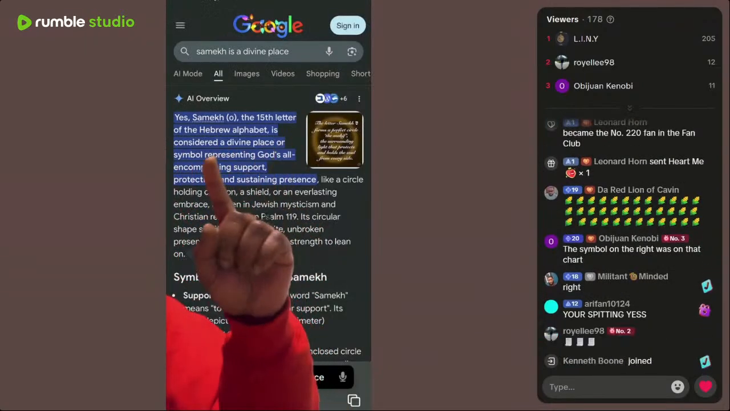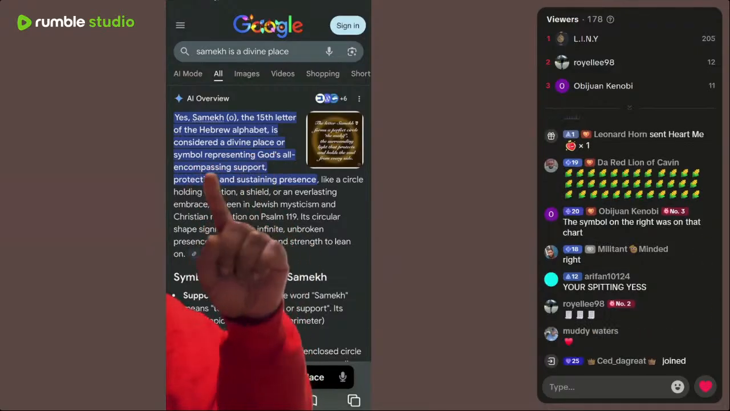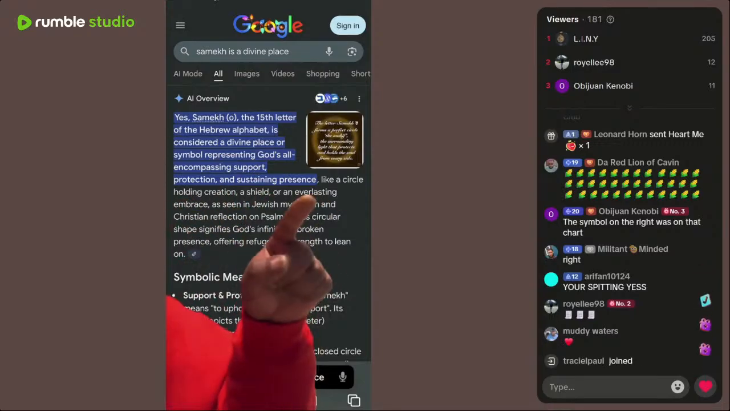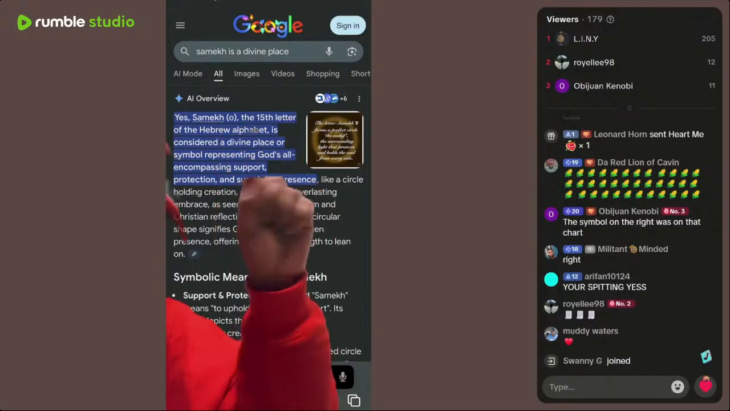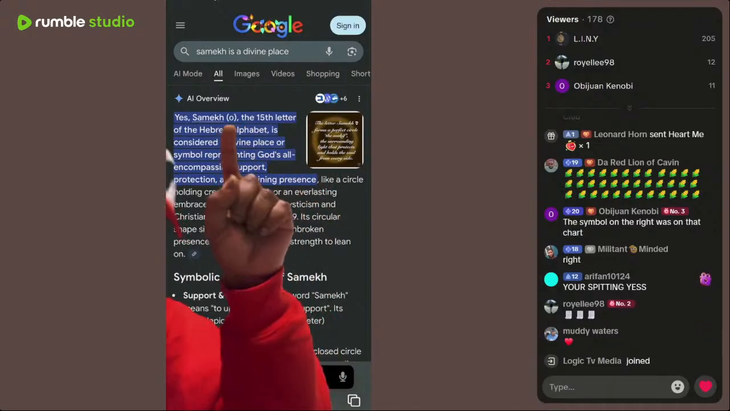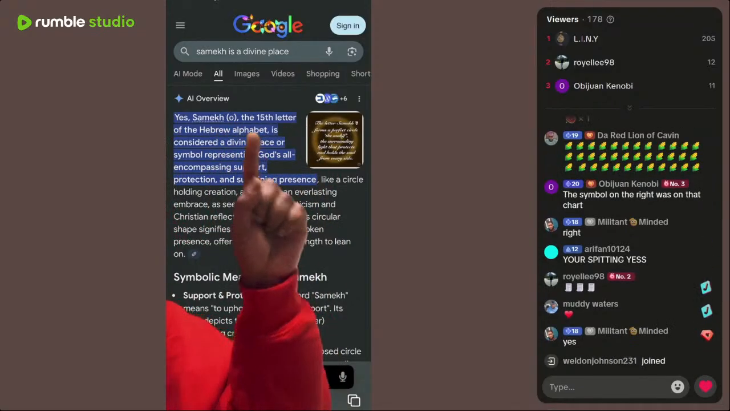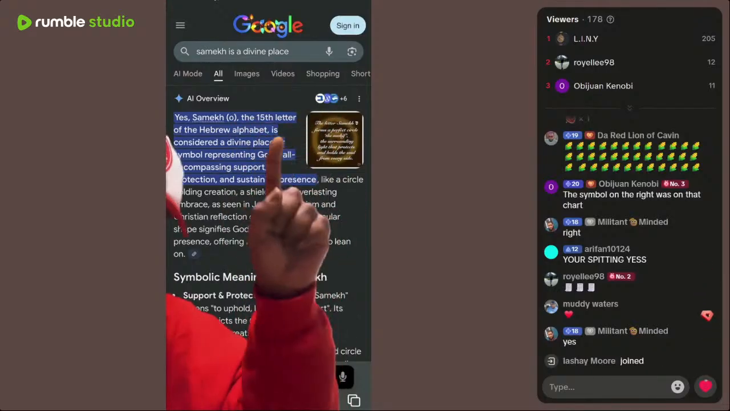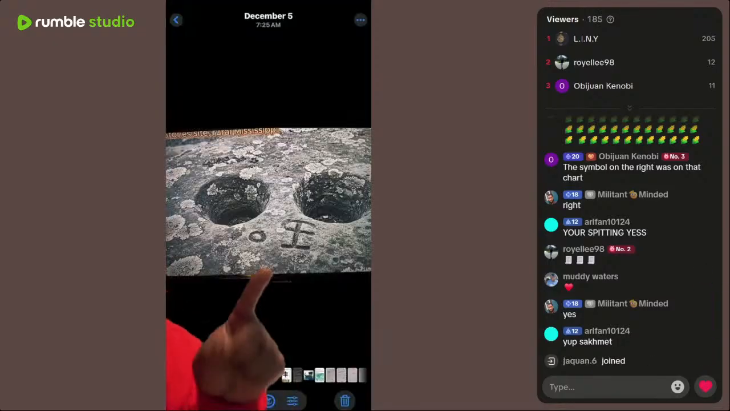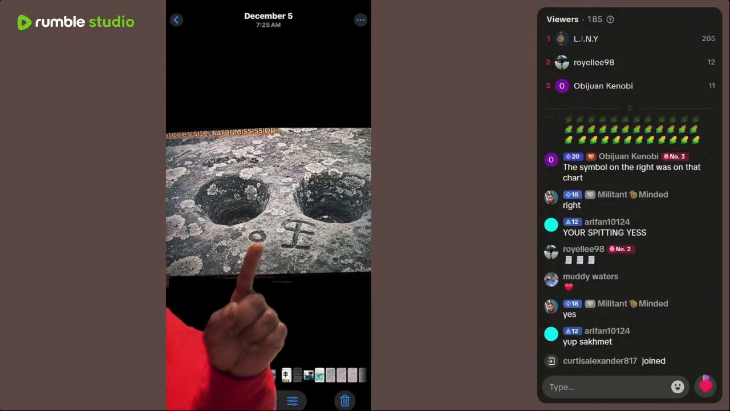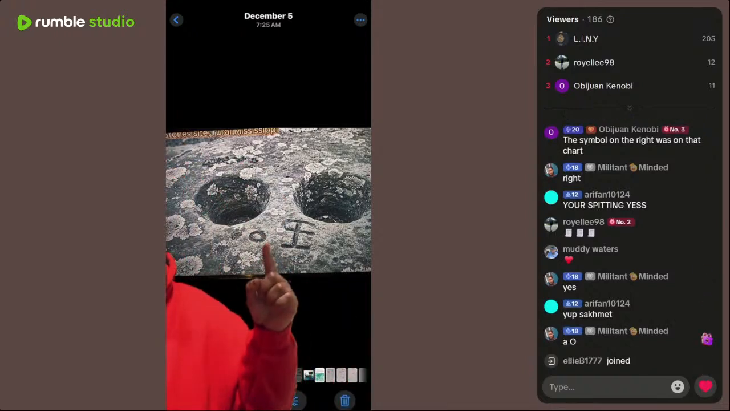Samek, considered a divine place, a symbol representing God's all-encompassing support, protection, and sustaining presence. Samek, you see the O? It was 3 lines, then it was the O with no dot. 3 lines, then it's the O. Let's go back to Mississippi. Roll the coin. What is that right there?